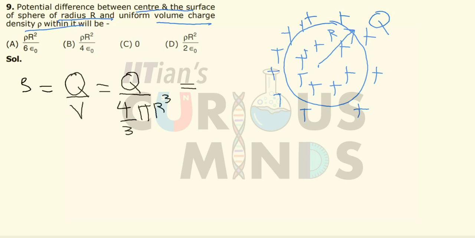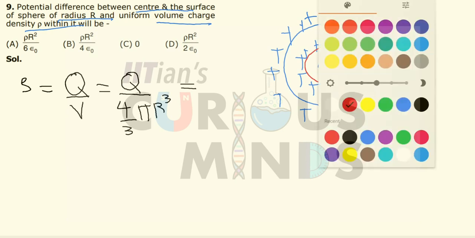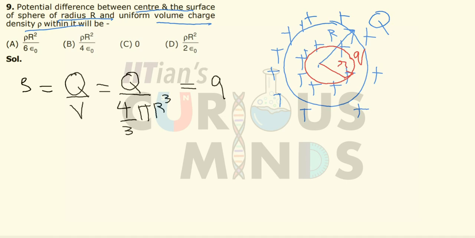If I consider a small surface at a distance r inside the sphere, then let the charge be equal to small q. So it can also be written as small q divided by 4 by 3 pi into small r cube. We will use this later.